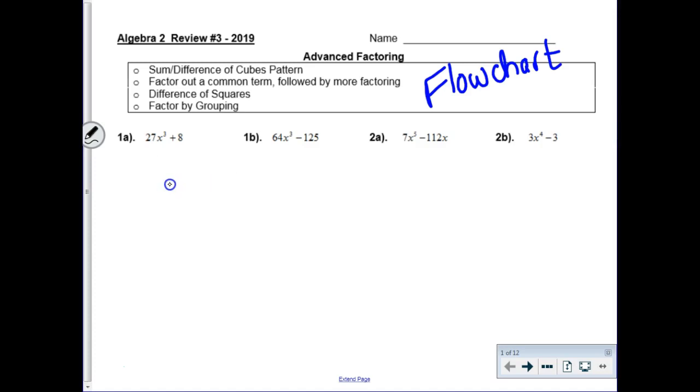Like all the reviews, I'm going to do pretty much every other question and then leave the rest for you to do, and you can look at the answer key for some help on those intermingled questions.